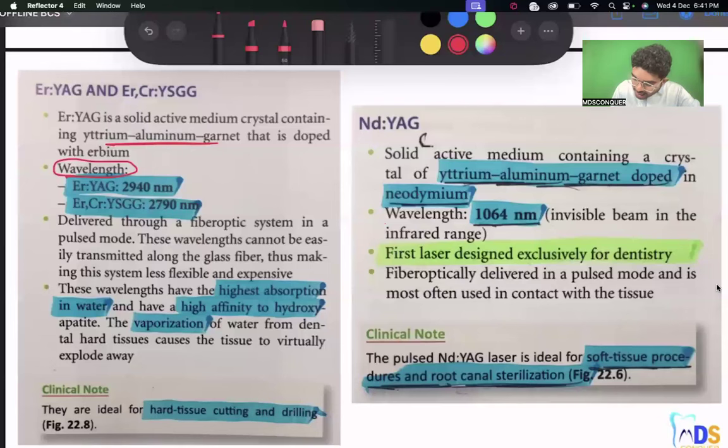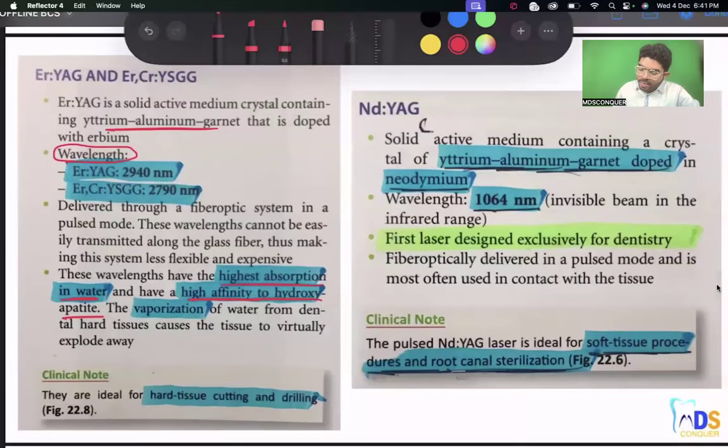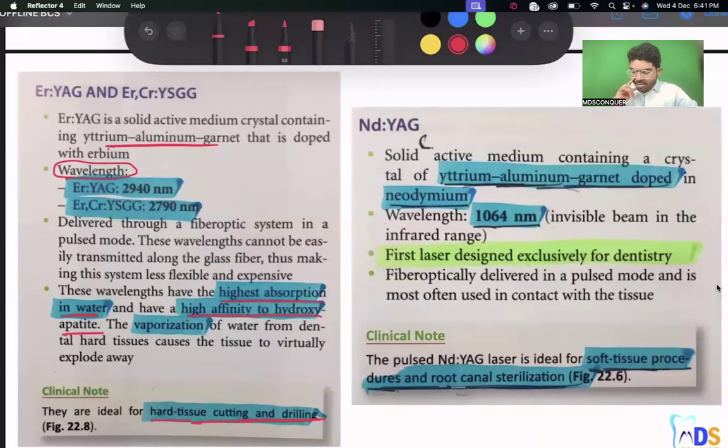These wavelengths have the highest absorption in water, and they have a high affinity to hydroxyapatite crystals. You know that hydroxyapatite crystals are present in every hard structure of the teeth, so it is more inclined to be a hard cutting laser. The clinical usage is ideal for hard tissue cutting and drilling. That is the advantage of Er:YAG and Er,Cr:YSGG.